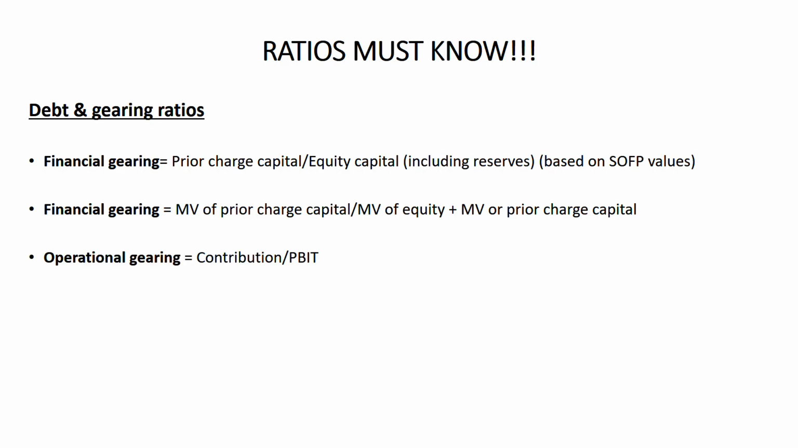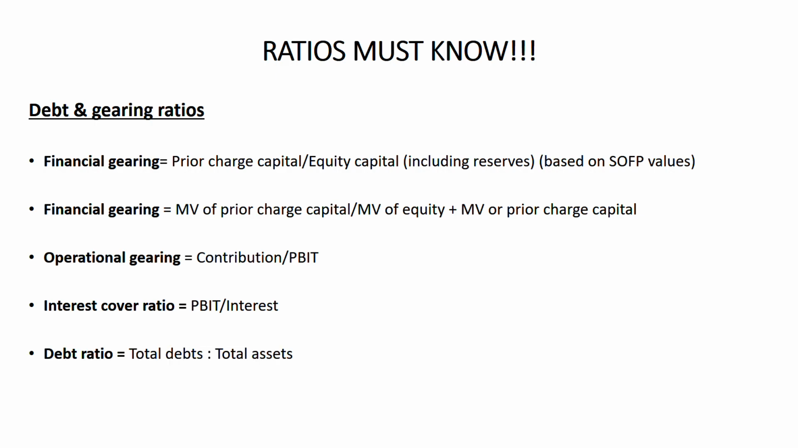Next we have operational gearing. So there are two types of gearing. One is financial gearing, one is operational gearing. Operational gearing is contribution divided by profit before interest and tax. Contribution is your sales minus variable cost. Make sure that you know it, right? In case you forget, interest cover ratio is PBIT divided by interest. Debt ratio, what is debt ratio? Total debt to total assets, right?